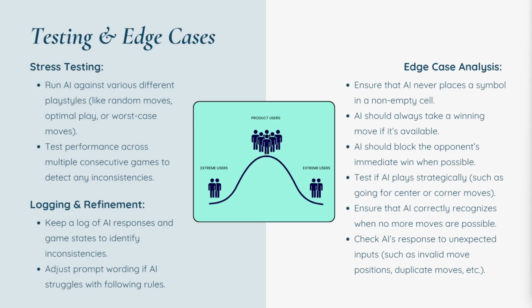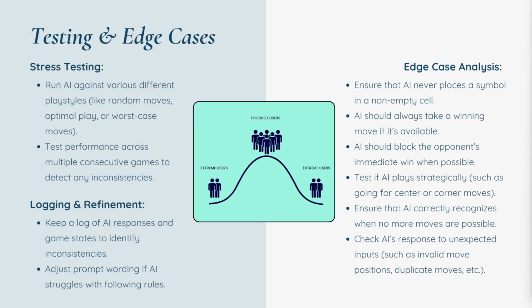This allows us to adjust the AI's prompt wording to reinforce specific rules or constraints, because the AI might be struggling with certain scenarios or certain rules. So we want to be able to log that and then address that later. For instance, if the AI struggles to recognize winning moves, we might refine the prompt to explicitly state: before making a move, check if there is a winning move available. If so, take it immediately. So small changes like this can lead to significant improvements in AI behavior.